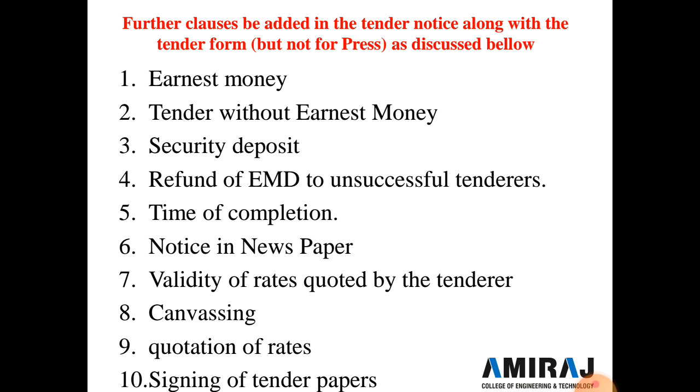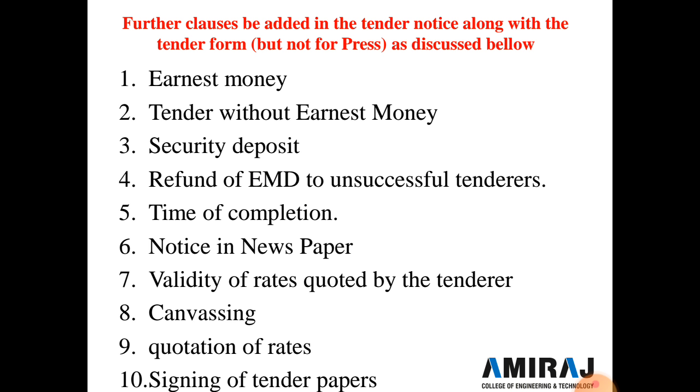Now the third clause is the security deposit. In respect of the successful tenderer, we have the deposit of earnest money as mentioned in the tender notice. The earnest money will be covered as a part of the security deposit, and an additional amount of security deposit shall be deducted from the running bill at 10% of the estimated cost of work put to tender.